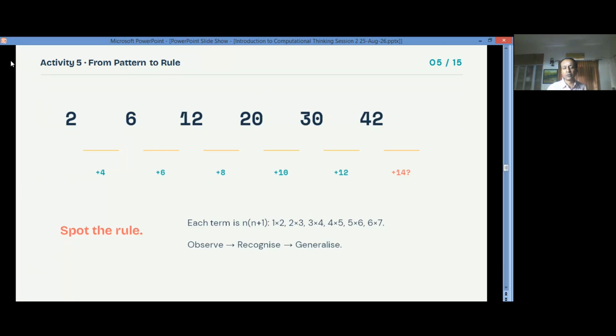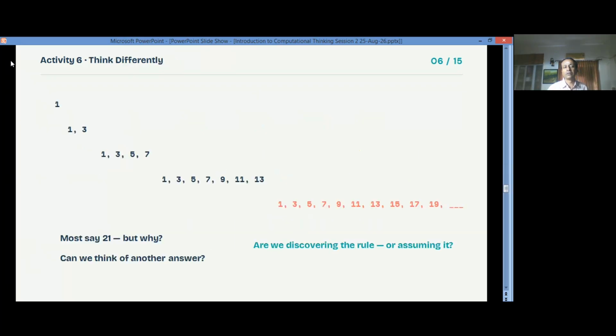So the important takeaway for us is: observe a pattern, recognize how the pattern has evolved, and from the observation and recognizing the pattern, how do we come up with the rule? By generalizing, we come up with the rule that underlies this pattern, right? Moving on.